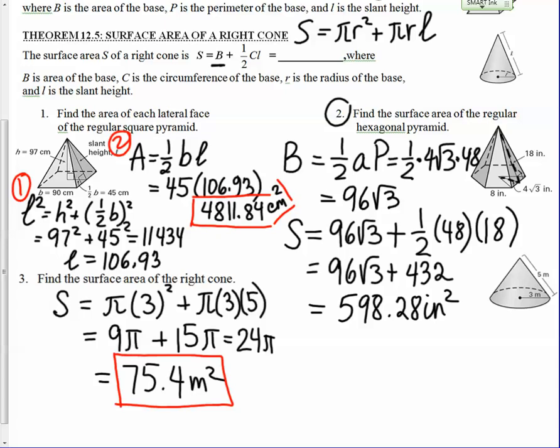Well, in the first one, they did not ask you to find the surface area. They just asked you to find the area of each lateral face. And for that, you need to calculate the slant height L, this one. From the given data, you must use the right triangle right in here and apply the Pythagorean theorem to figure out that the slant height, I'm sorry, is 106.93, and then plugging into the area of a triangle, calculate, this is the answer. And the surface area of the right cone was calculated right in here.